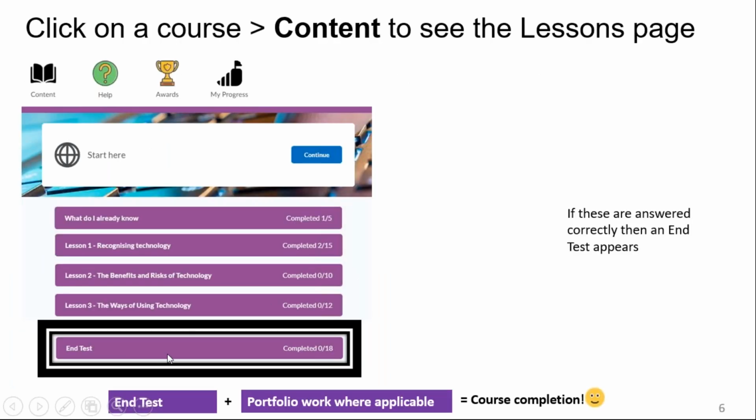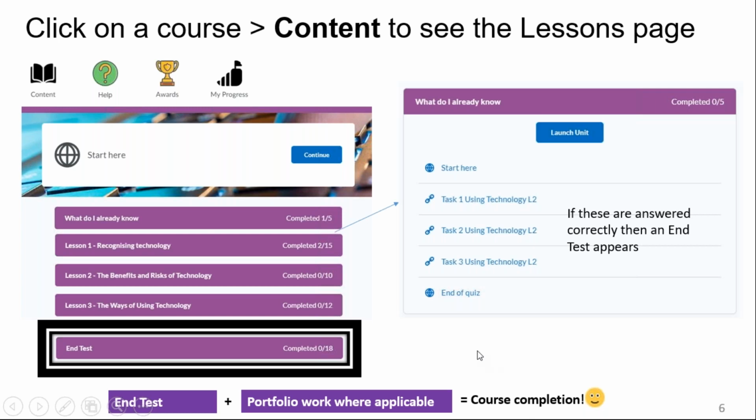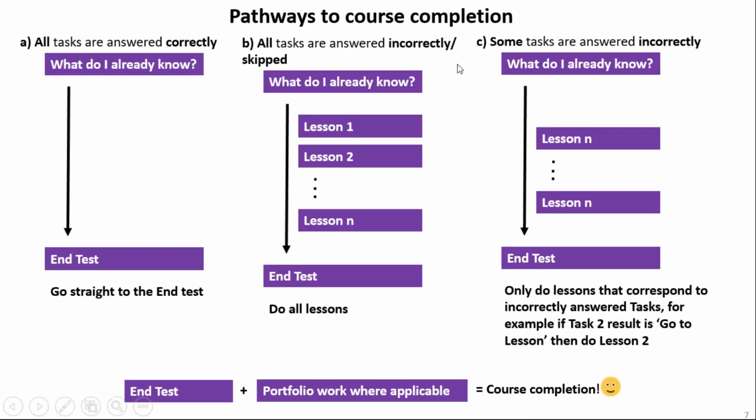Okay, so when the learner first logs in, they won't see this summative assessment. It'll only be made available depending on how the learner works their way through the course. And in the case of our level 3 courses, once the learner has done the end test and done it all correctly and done portfolio work, then they will have successfully completed the course. So there's 3 pathways to course completion.